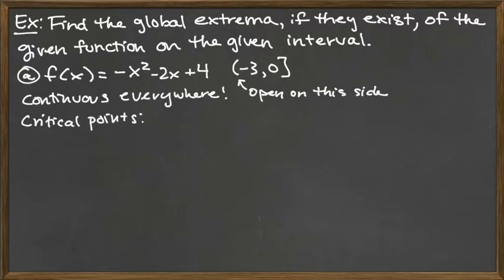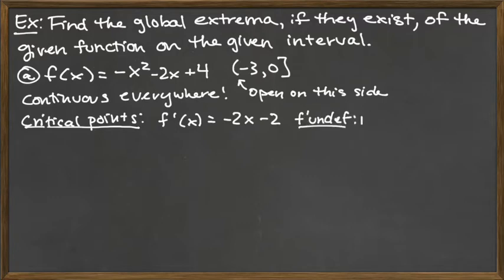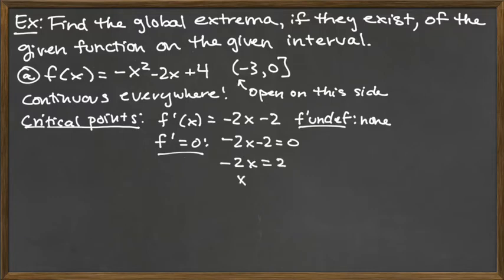For critical points, we need to take the derivative, and so we've got f prime of x is going to be negative 2x minus 2, and that derivative is defined everywhere. So f prime undefined is nowhere. But we can figure out where it's 0. f prime equal to 0. We set that factor equal to 0 and solve. So we could add over the 2. So we've got negative 2x equals 2. Divide both sides by negative 2, and that would give us x equals negative 1. That is in the interval.